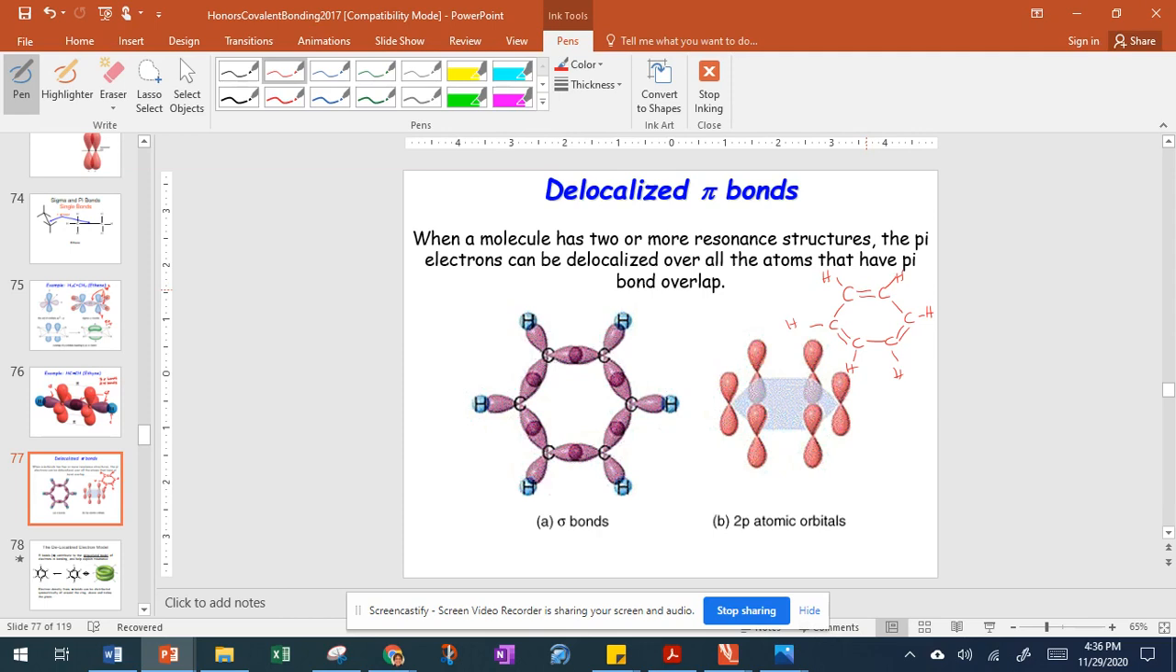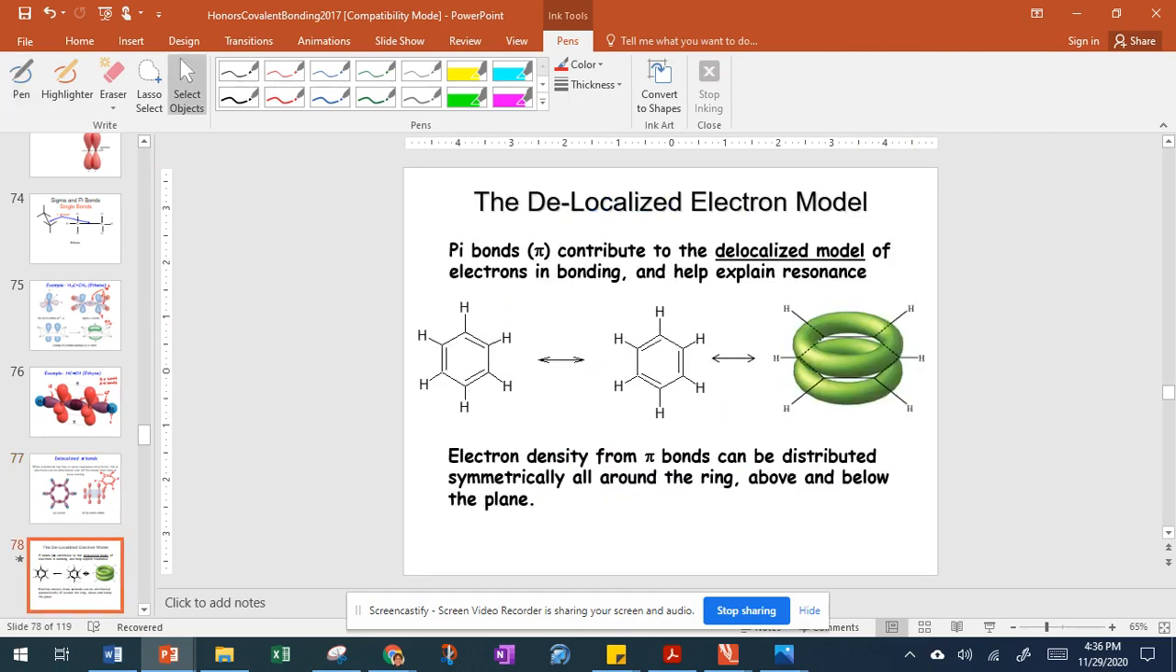So what we see is that when a molecule has 2 or more resonance structures, we also have that pi bond overlap, and that allows electrons to be distributed over the whole molecule between all those carbons. And if you remember, I told you that each of these bonds is kind of like halfway between a double and single bond. So the fact that these p orbitals do overlap explains that delocalized model of the electrons and bonding and helps us to understand resonance.